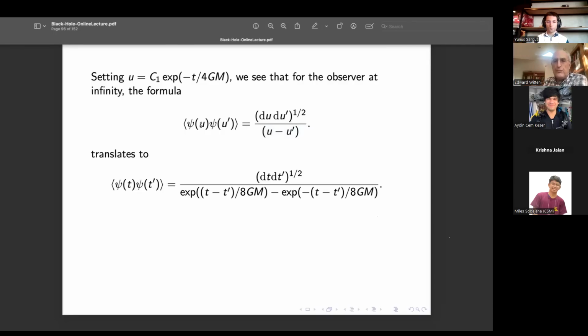All we have to do to see what the distant observer measures is to change variables from u to t using this formula. And when we do that, this formula turns into this one. All I did was to take a power law singularity with the power of 1 and change variables using the relation between the distance from the horizon and the time measured at infinity. We got this.